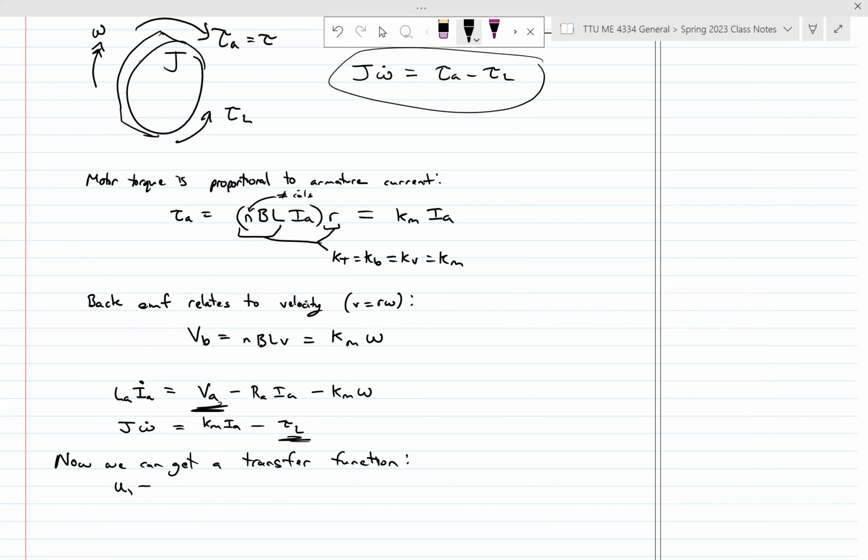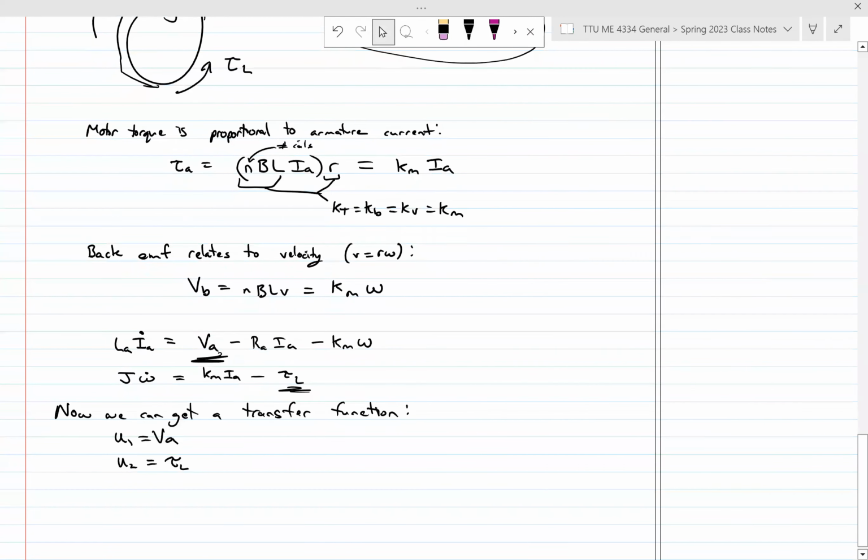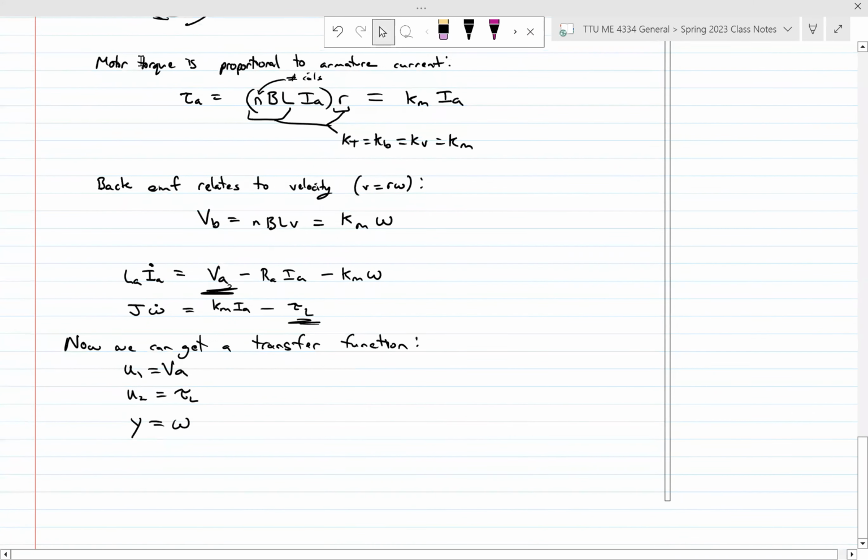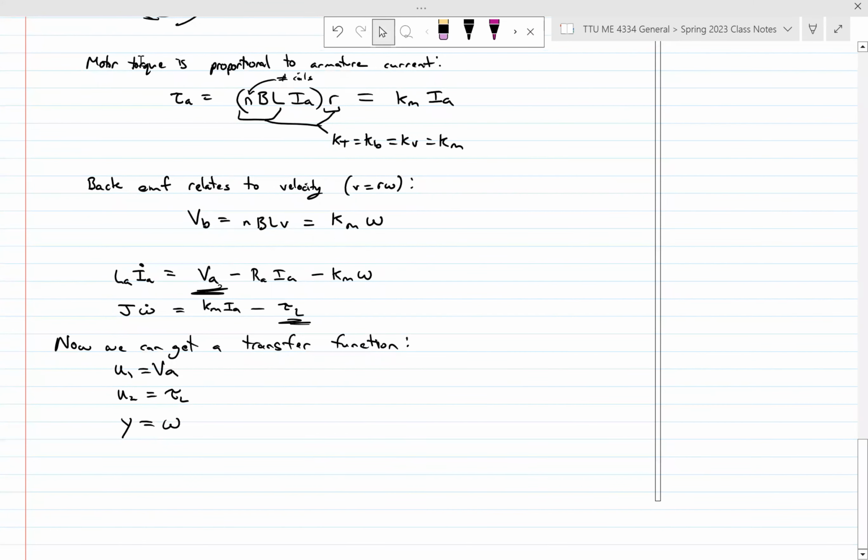Let's say U1 is equal to VA. U2 is equal to that load torque. And I want our output to be, let's just go with our angular velocity. That's a typical output for a motor, where we can convert it into an actual velocity if we want by multiplying it by radius. All right. So with this set up here, let's get our transfer function.